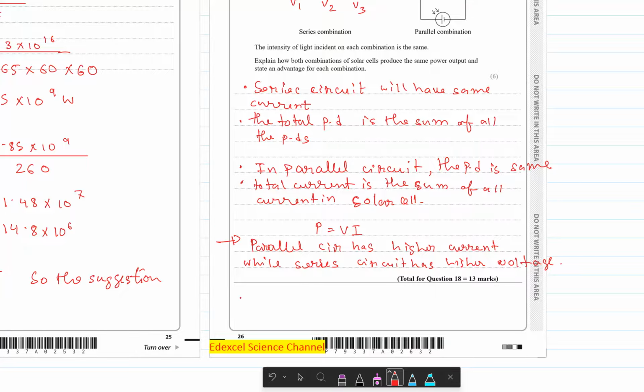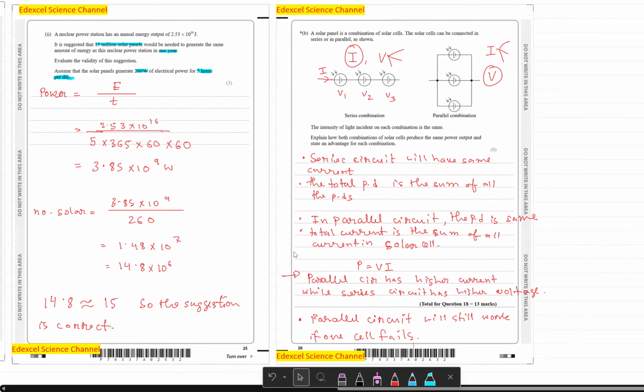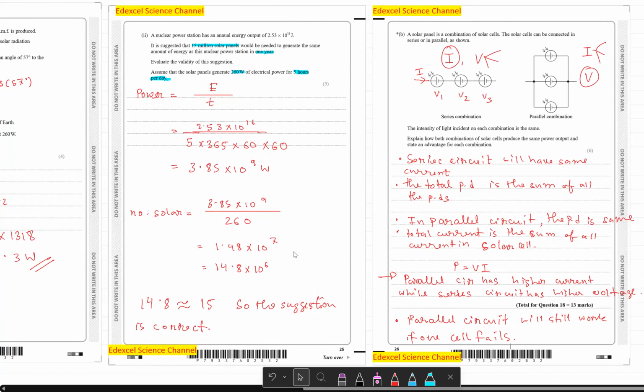Okay, and one advantage is that parallel circuit will still work if one cell fails for some reason. Okay, this question was very interesting. I really enjoyed doing this one.